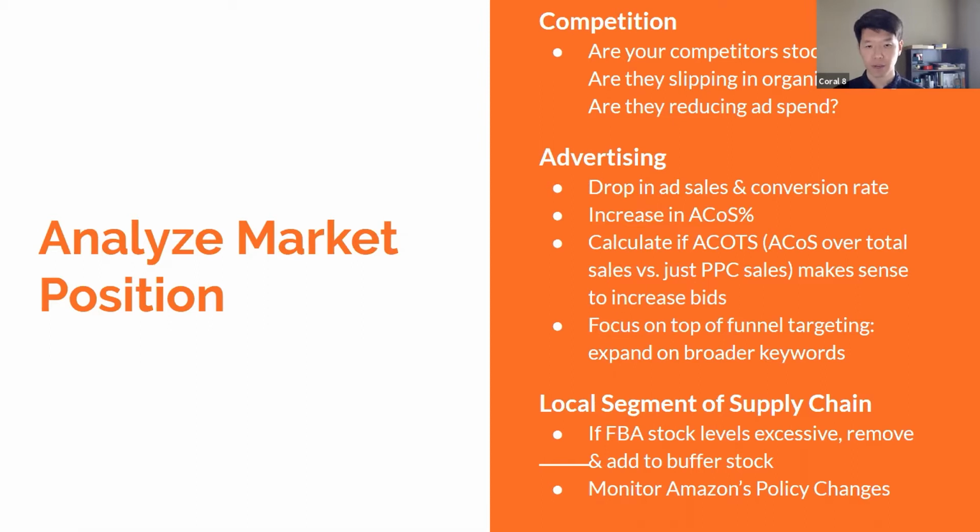Okay. Also, in the previous scenario we're talking about, we want to see signs in your advertising, whether you're experiencing a drop in ad sales and conversion rate. If you've seen an increase in your ACOS percentage, in that case, you may want to look at your ACOS percentage and also calculate your ACOS over your total sales instead of just your PPC sales, and see if it makes sense to try to increase bids, because your sales have slowed down, right? So you want to try to increase your sales.